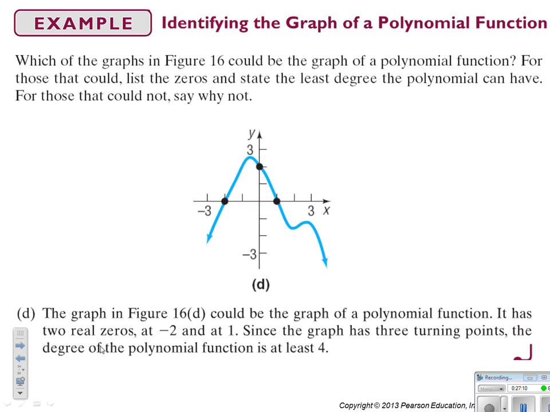So it could be a graph of a polynomial function. It has 2 real zeros at -2 and 1. Since the graph has 3 turning points, the degree of the polynomial is at least 4, because we could have a multiplicity of 2 and then 2 roots.